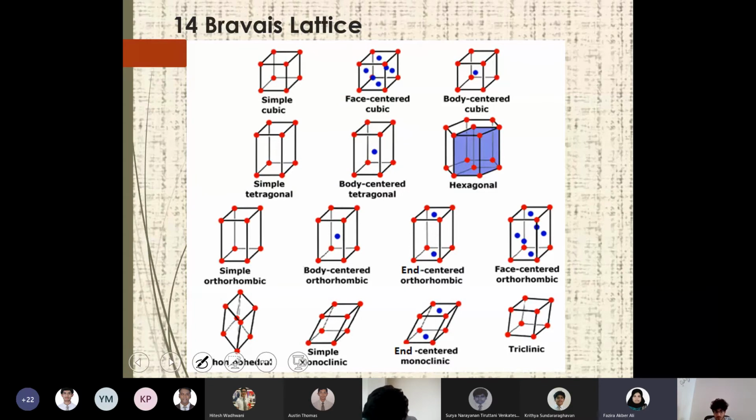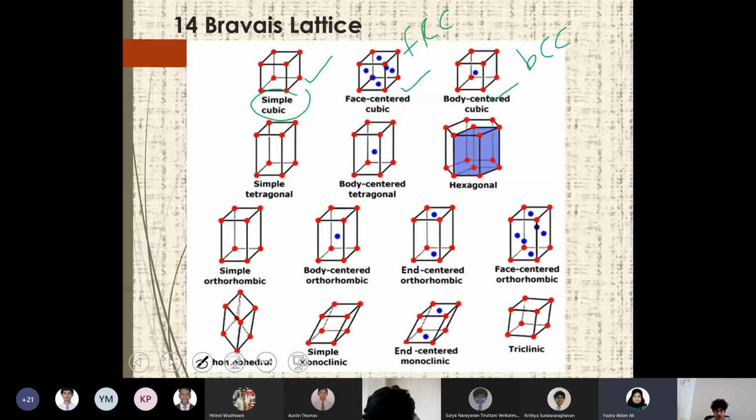So you can see simple cubic, which we already discussed. Face centered cubic, that is FCC: in the cube, face centered. Body centered cubic, that is BCC. And end centered is a modification of face centered, as I said earlier.